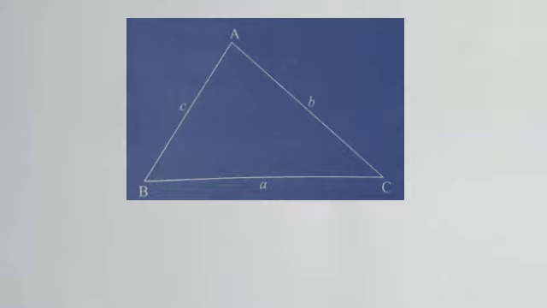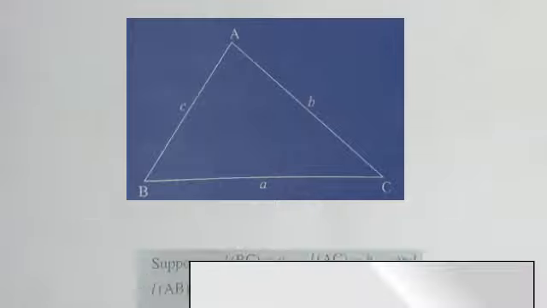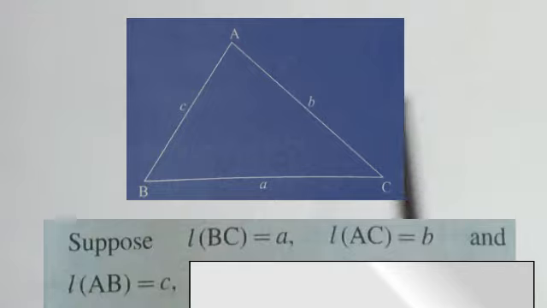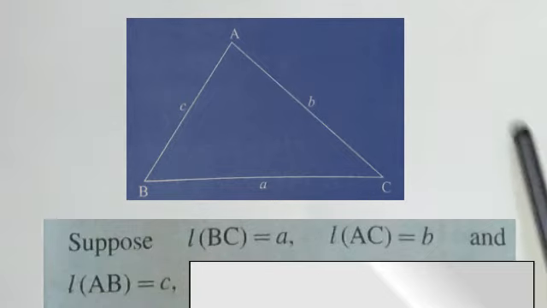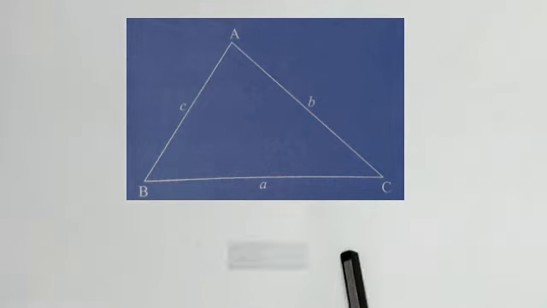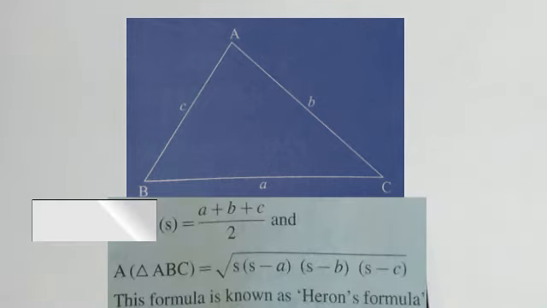If the lengths of the three sides of a triangle are given, then on the basis of that information we can find it out. So here, this is one of the triangles ABC, where the length of BC is equal to a, the length of AC is equal to b, and the length of AB is equal to c. Then on the basis of this info, we can find out the semi-perimeter. So this s stands for the semi-perimeter. So s is equal to a plus b plus c, it means the addition of these three sides divided by 2.